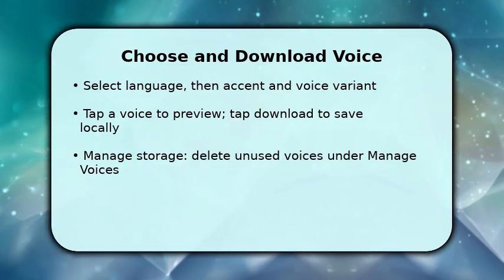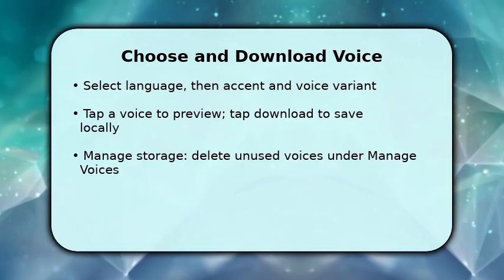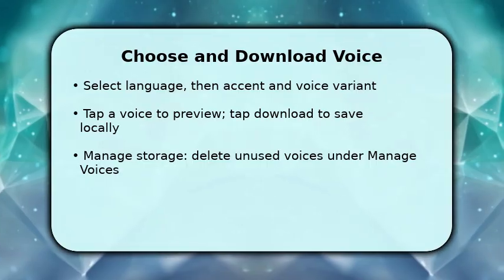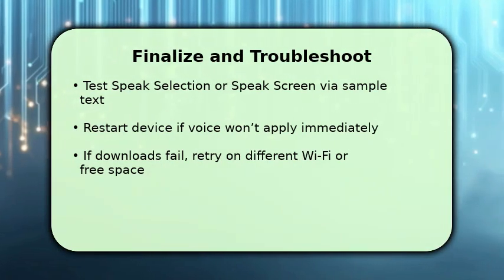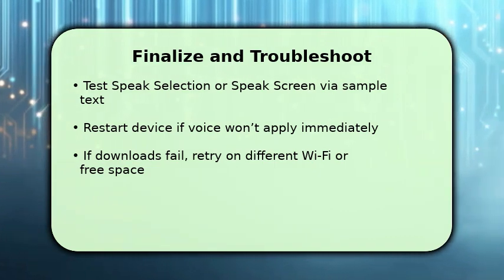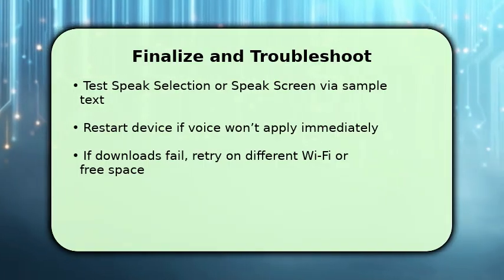Once downloaded, adjust the speaking rate slider in Spoken Content, or test Siri's responses in Siri and Search to confirm the voice is active. Finish by testing. Select text and use Speak Selection, or swipe down with two fingers for Speak Screen to hear the new voice. For Siri, hold the side button and ask a short question.